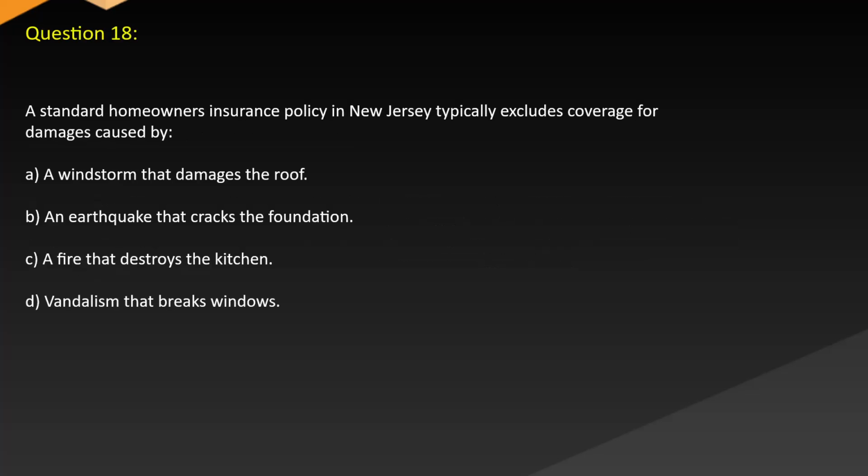Question 18. A standard homeowner's insurance policy in New Jersey typically excludes coverage for damages caused by A. a windstorm that damages the roof, B. an earthquake that cracks the foundation, C. a fire that destroys the kitchen, D. vandalism that breaks windows.